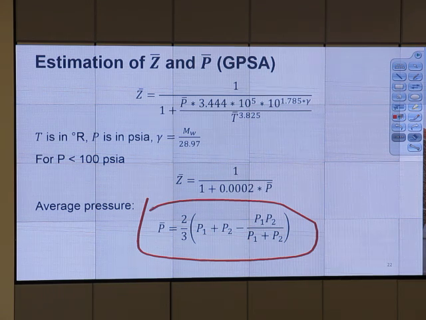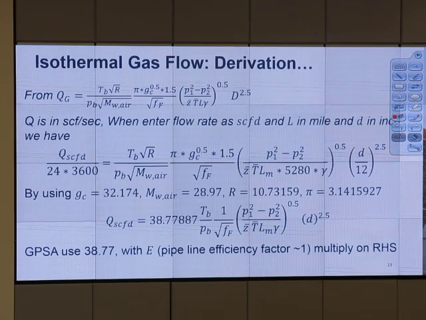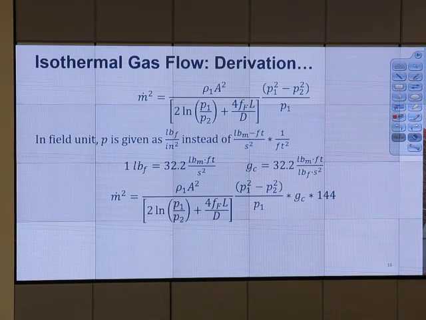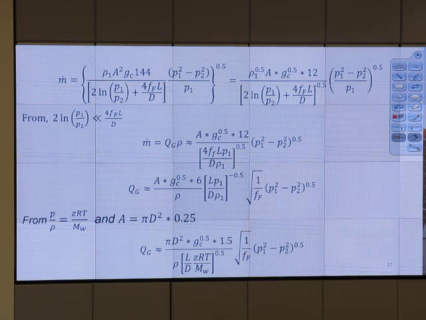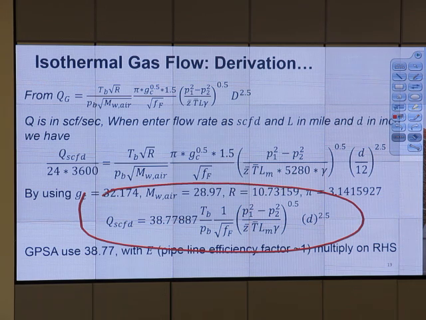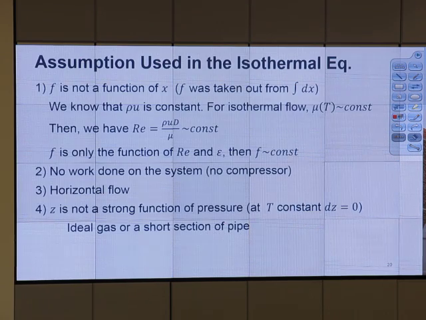Okay. If you also recall, when we did the derivation, we changed from rho 1 over P1 to later rho bar over P bar. So for this equation, you may need to do some kind of iteration. So we need an easy equation for you.